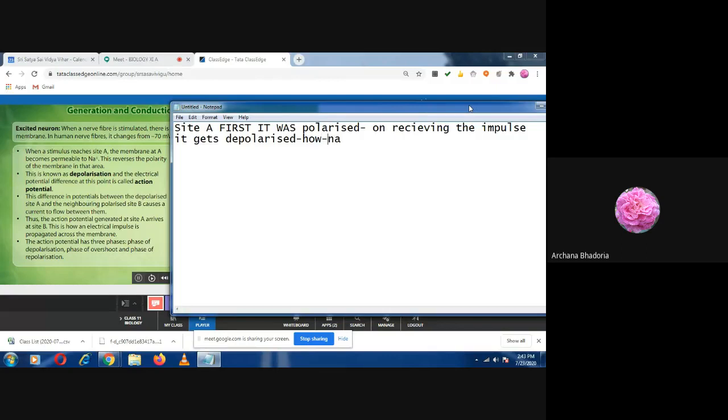Neha, what will happen to the sodium ions? Neha, can you speak up? Ma'am, they go inside. Sodium ions move inside and potassium ions move outside.